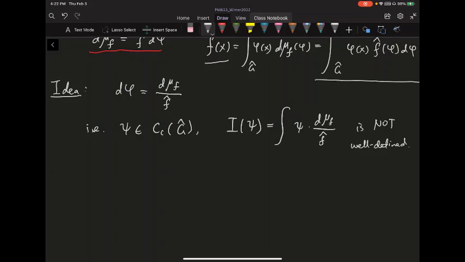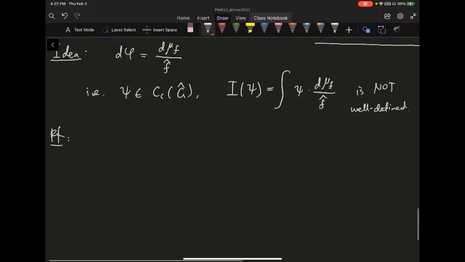So let's get things started. So with that in mind, let's define this function I. Okay, so for every psi inside Cc of G, we want to define a linear function on Cc of G.